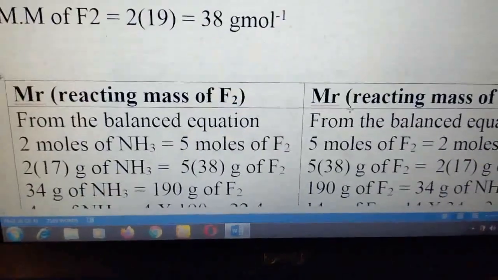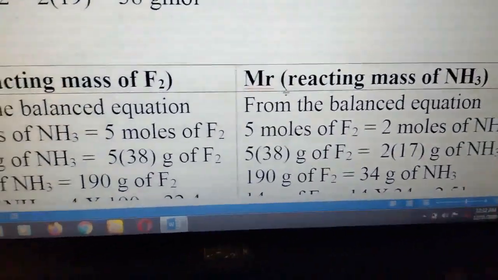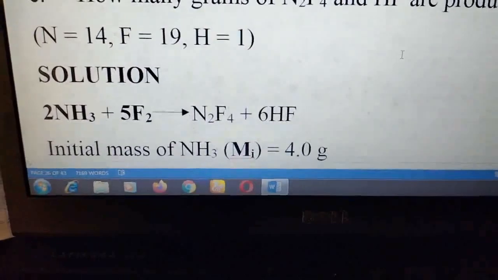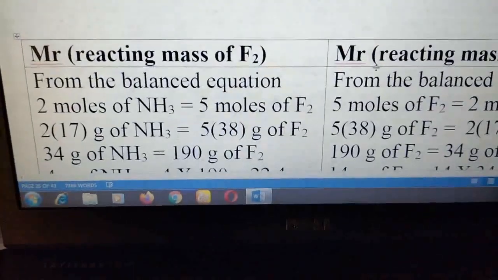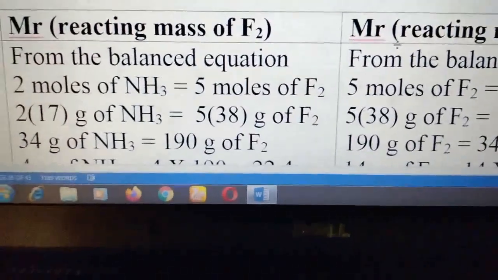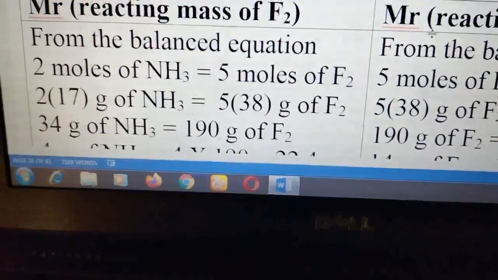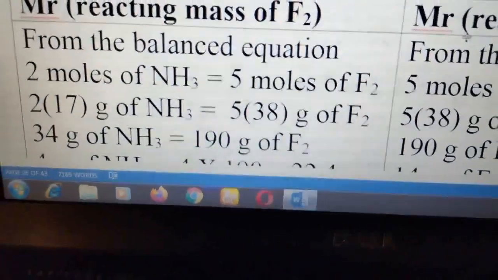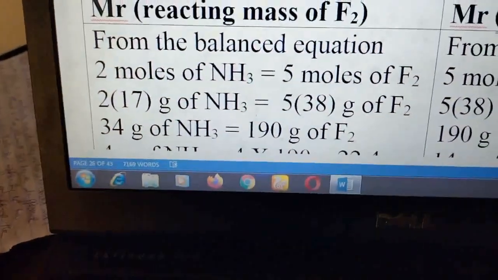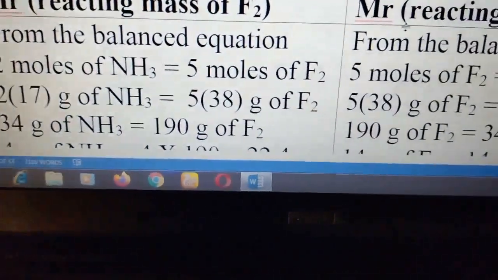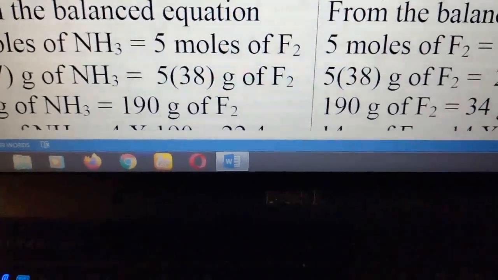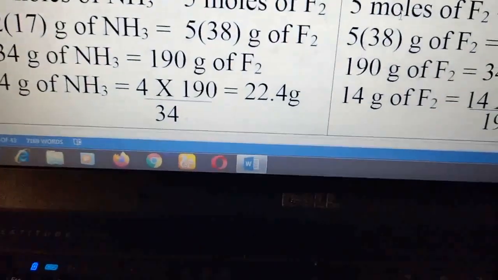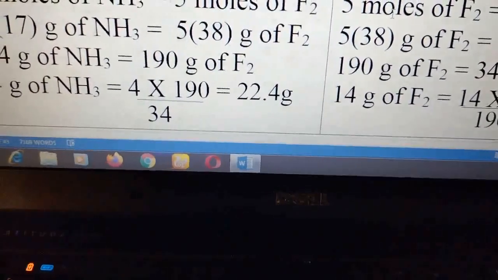We'll now calculate in the table the reacting mass of fluorine and the reacting mass of ammonia. From the balanced equation, you see that the connection is 2 moles of ammonia to 5 moles of fluorine. Then we know that 1 mole of a compound is equal to the molar mass. So 2 moles becomes 2 times 17, because the molar mass of ammonia is 17, while the molar mass of fluorine is 38, so 5 times 38. So we now have 34 grams of ammonia, since 2 times 17 is 34, equivalent to 190 grams of fluorine, since 5 times 38 is 190.